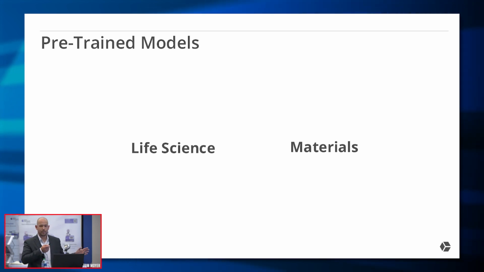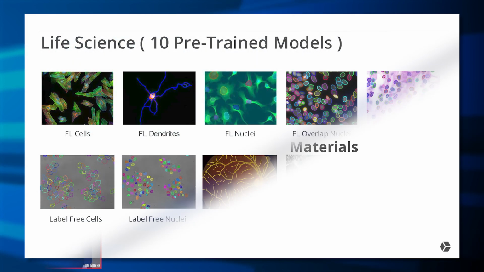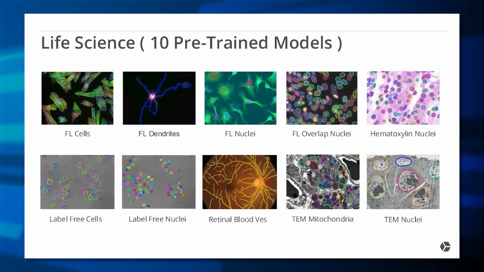Like I mentioned, we do have pre-trained models for life science and materials applications. For life science, you can see up top, I do have some optical images. Again, we work with EM, TEM, SEM, but we also work with optical microscopy as well. So here I have some fluorescent models pre-trained, some label-free for cell identification, a very unique retinal blood vessel model, and then TEM mitochondria and TEM nuclei.